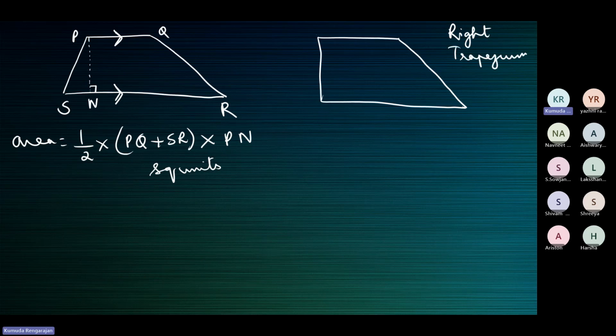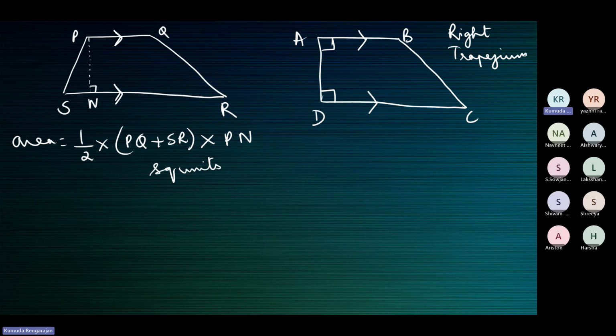Right trapezium because these two sides are at right angles. In fact, these two sides also will be at right angles. So you can see this figure ABCD, in which AB is parallel to CD. We know that by the arrows indicated. AB is parallel to CD, so it's a trapezium. It's a right trapezium because you can see that two sides are at right angles to each other.